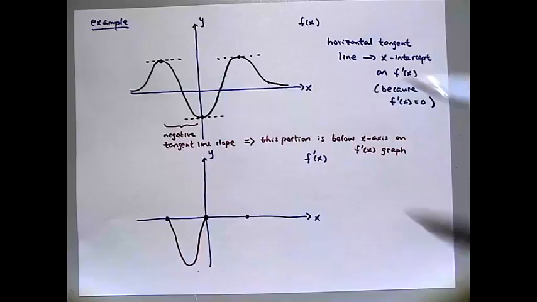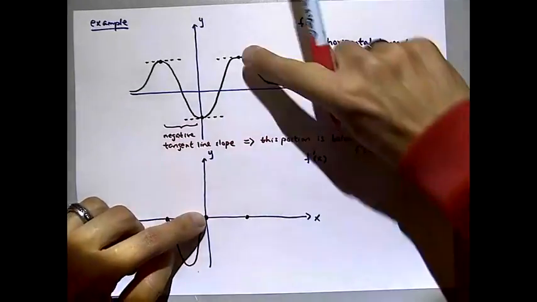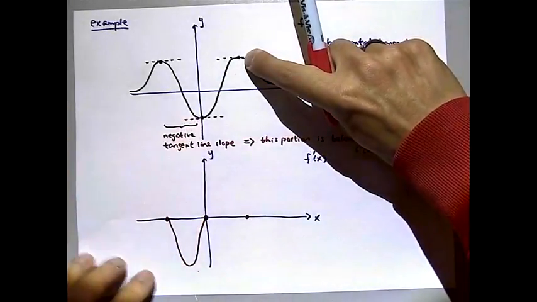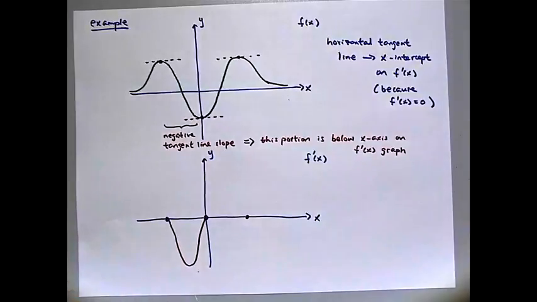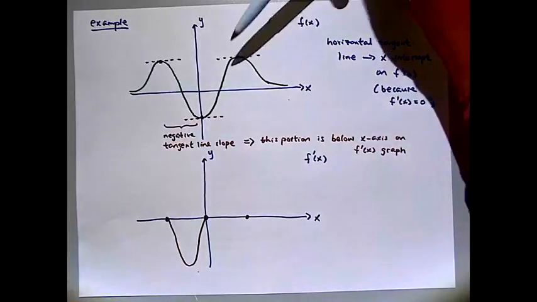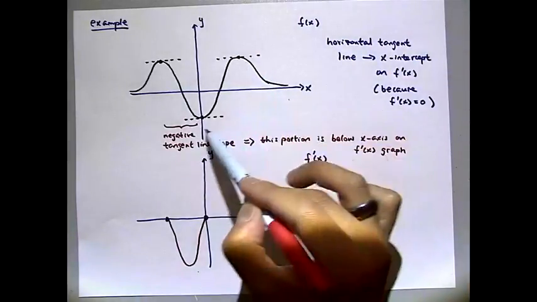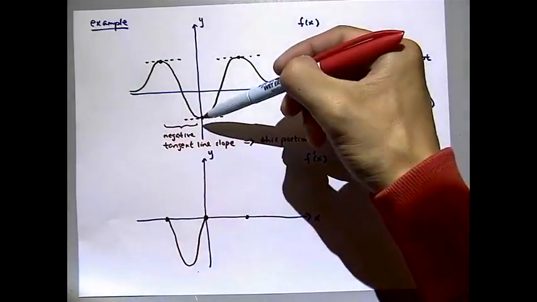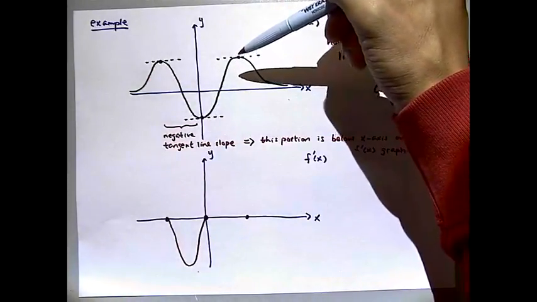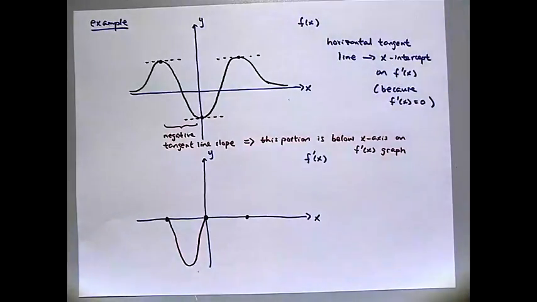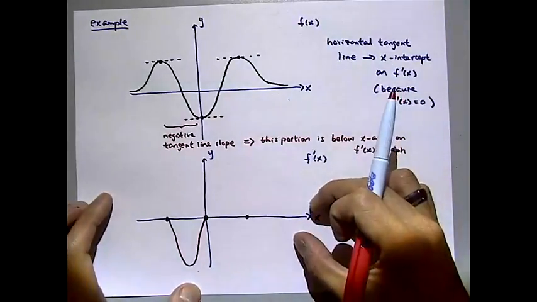Okay, how about this portion right here, between here and here? What do you think? Yeah, that's a reasonable observation here. This portion right here is entirely positive. Tangent line is always positive. Start at 0, end at 0. Must be always above the x-axis on the f prime graph.